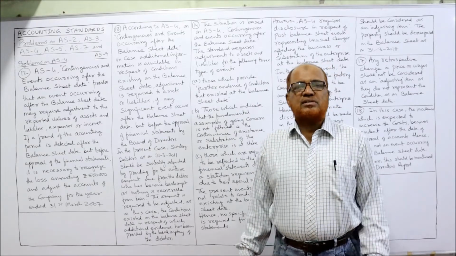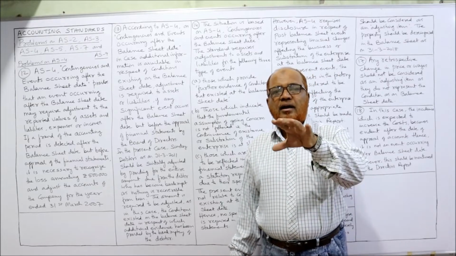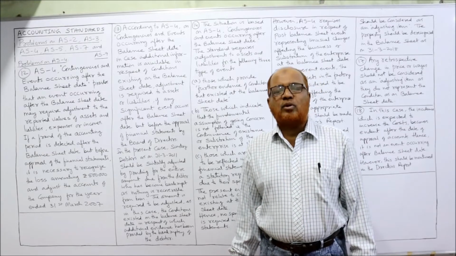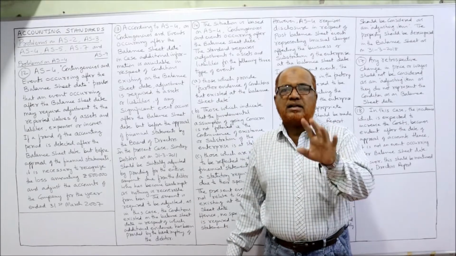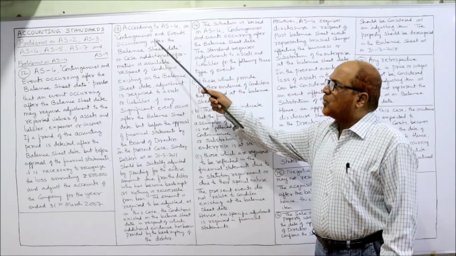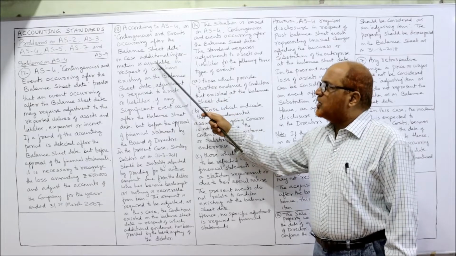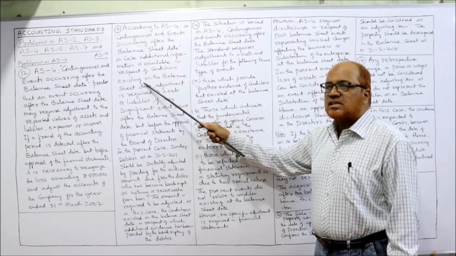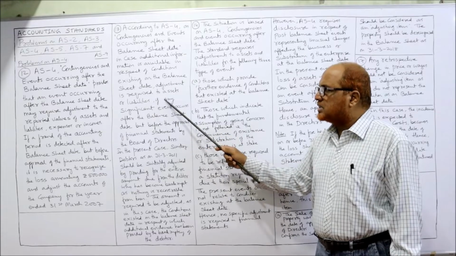So what AS4 says, if an event occurred after the balance sheet date and before the approval of financial statement by the board of directors, and it's a substantial item, then it should be adjusted. Now what the provision says, according to AS4 on contingencies and events occurring after the balance sheet date, in case additional information is available in respect of conditions existing on the balance sheet date, adjustment is required to assets or liabilities if any.